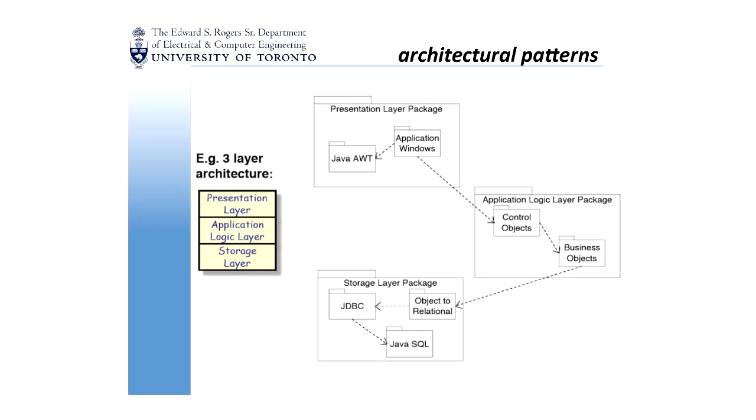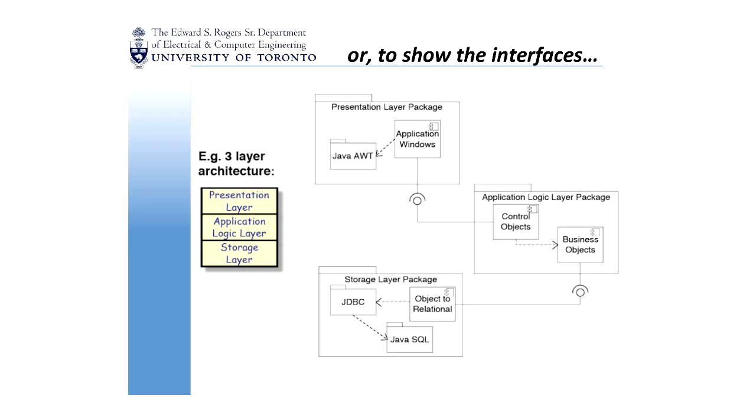To organize these dependencies, we use architectural patterns. We've discussed the three-layer architecture before, where we group things into presentation, application logic, and storage layers. Using UML packages here allows us to see how application windows in the presentation layer might depend on control objects, which in turn utilize business objects.